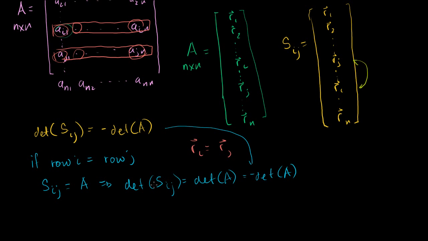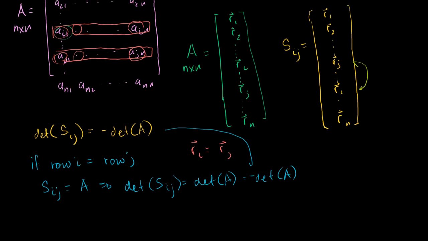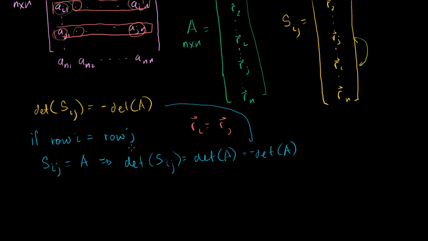But if those two rows are equal, we're going to get the same matrix again. So if A has two rows that are equal, so if row i is equal to row j, then the determinant of A has to be equal to the negative of the determinant of A. We know that because A is the same thing as the swapped version of A, and the swapped version of A has to have the negative determinant of A. So these two things have to be equal.